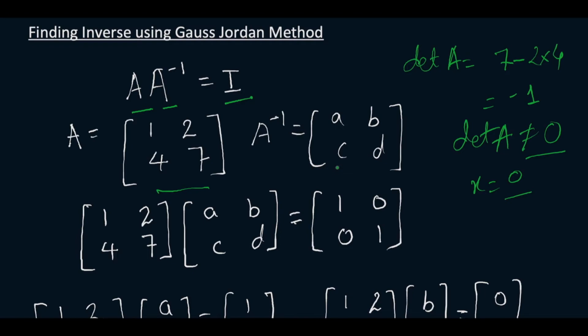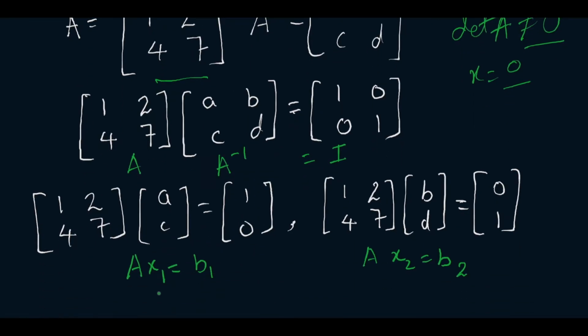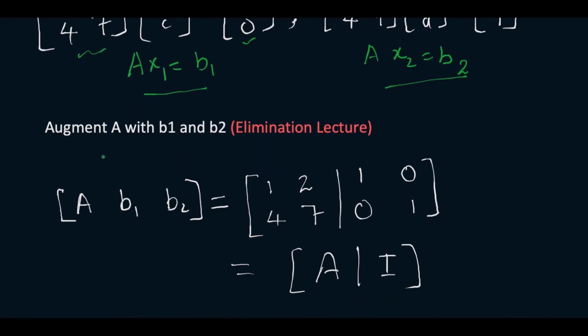Now we know that A times A inverse will give us I. Let us take A inverse as the matrix with entries A, B, C, D. Now we can write A times A inverse equals I. Now we will split those two columns and write it as Ax equals b1 and Ax equals b2. Here b1 is the first column of the identity and b2 is the second column of the identity. Now in the elimination lecture, we augmented the A matrix with b1. In this lecture we will do a similar thing. We will augment A with b1 and b2, that is, write it as A and I. After all the operations, this will get transformed into I and A inverse.